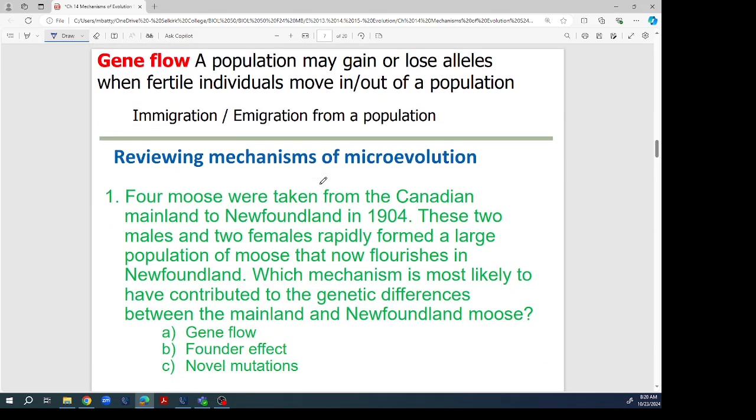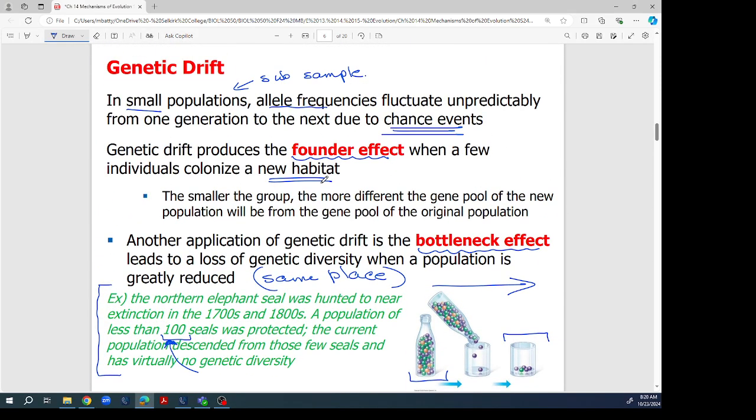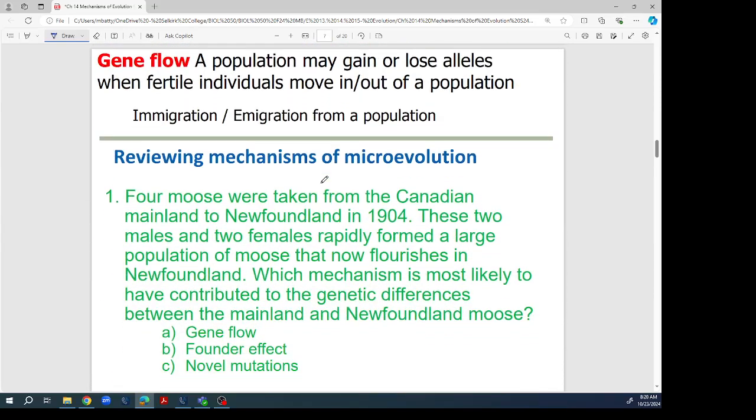So gene flow is the other one. So we had genetic drift, and then gene flow. This is immigration or emigration from a population. And so they might be intermingled, they might be kind of mixed up, but this is where you have individuals leaving or coming into a population. So that's going to alter the gene pool. It's going to alter the population's genetic frequencies, because it's introducing or removing some of those genetic materials.